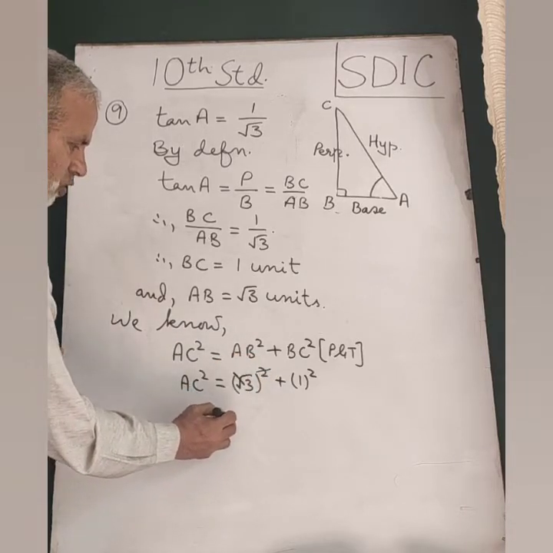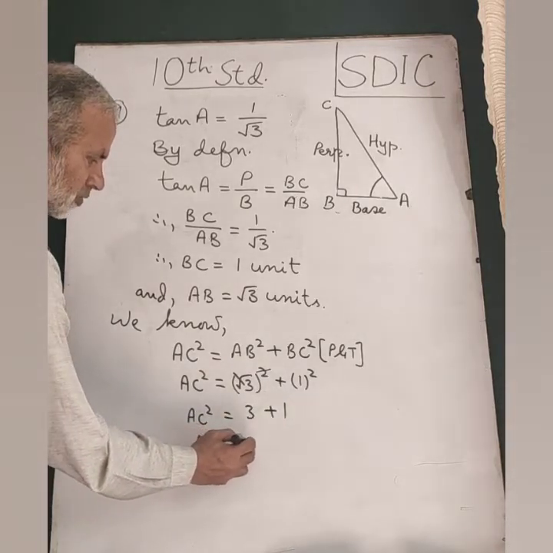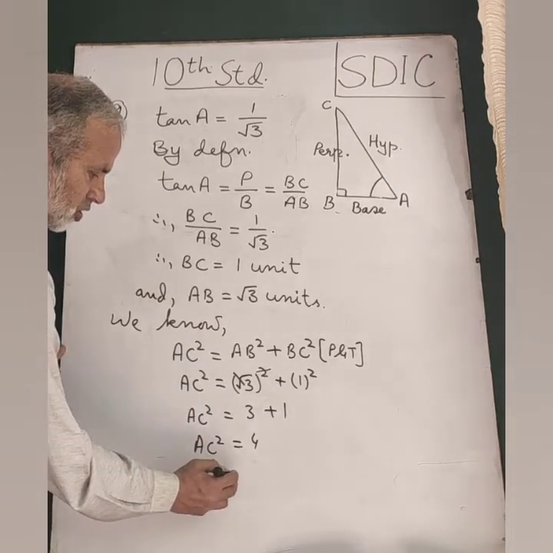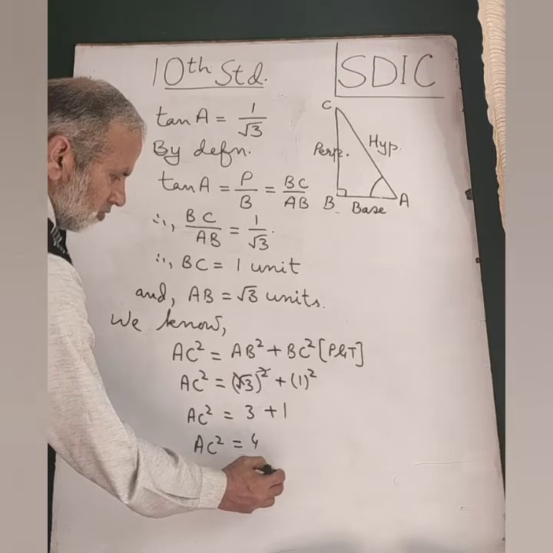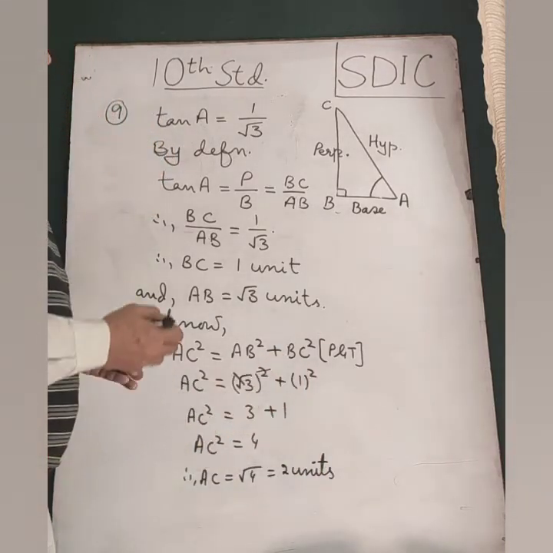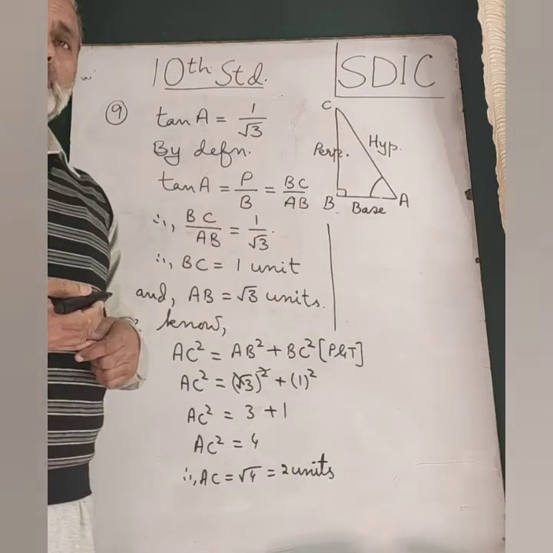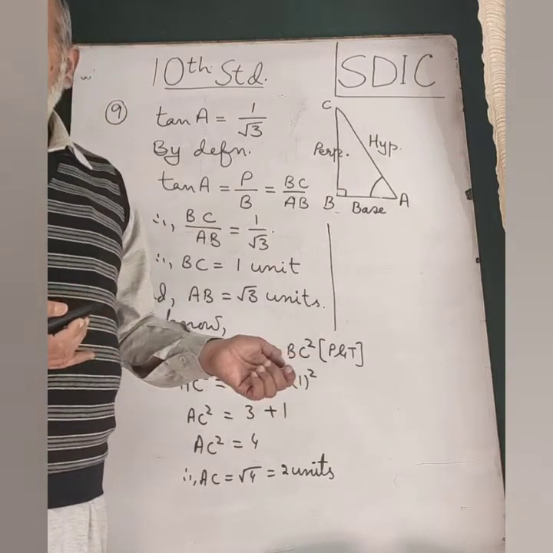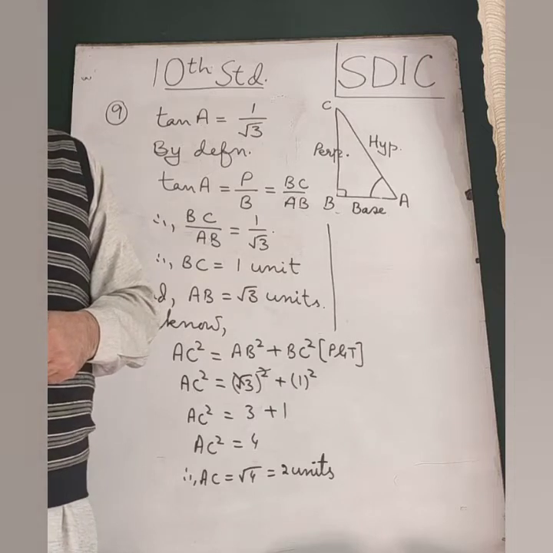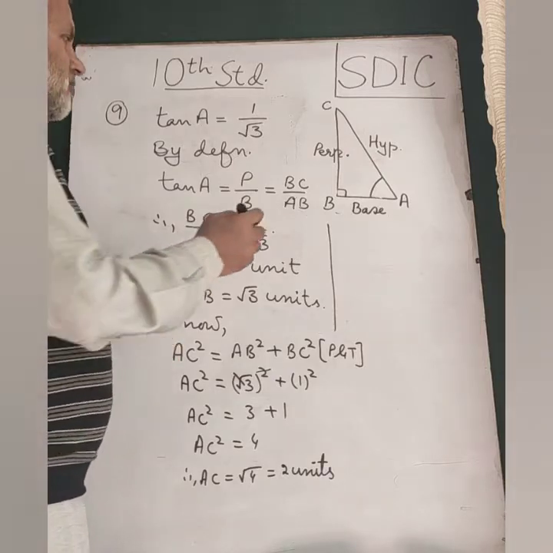AC square will be then equal to 3 plus 1. AC square will become equal to 4. We'll transpose square to get AC. AC is then square root 4, which is equal to 2 units. It's a perfect square, square of 2. AC is therefore 2 units. We got the third side. And now, having found the third side, we need for this question sine A, cos A, sine C and cos C. Let us first find sine A.